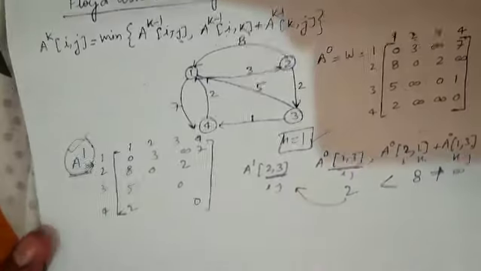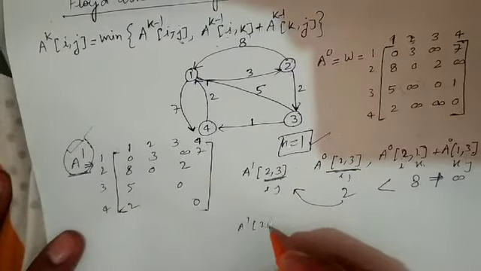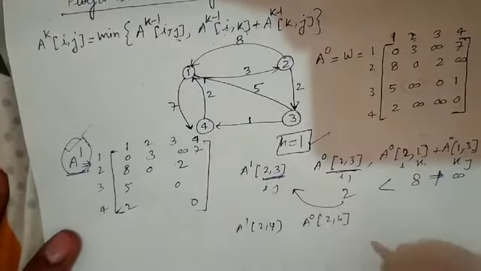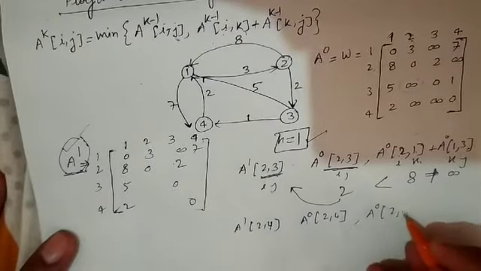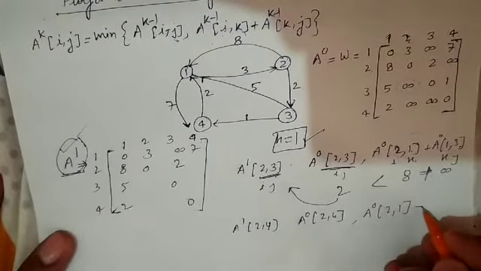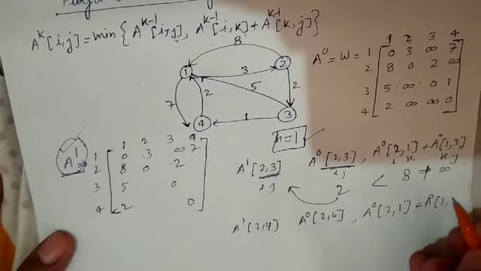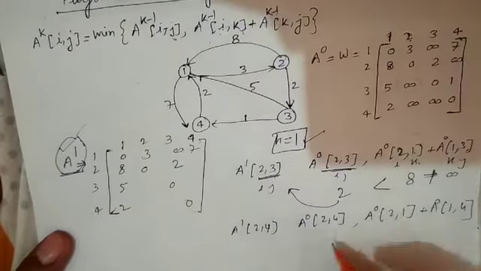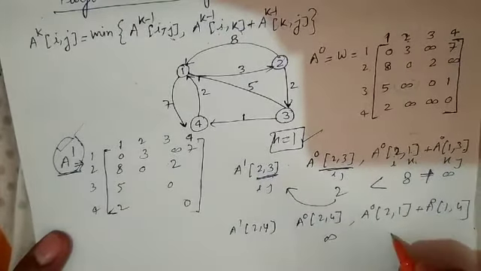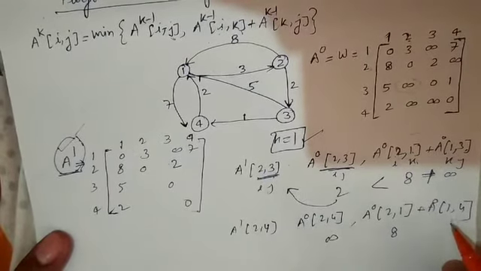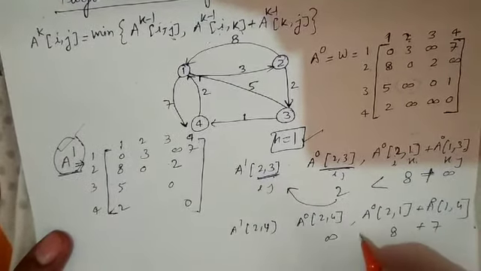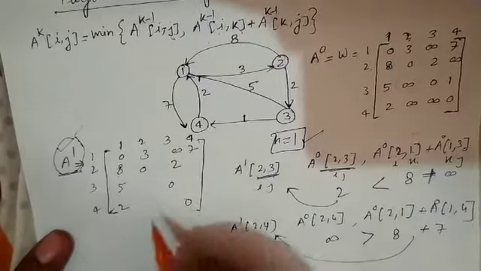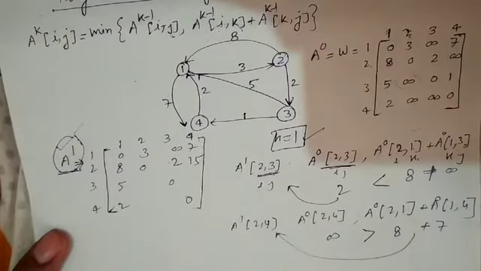Similarly, we want to calculate the value of A1 2, 4. We find it as either the previous value of 2, 4, or the path through intermediate vertex 1, ik plus kj. The previous value of 2, 4 is infinite. The previous value of 2, 1 is 8. The previous value of 1, 4 is 7. So 8 plus 7 is 15. This 15 is less than infinite, so the value will be replaced by 15.